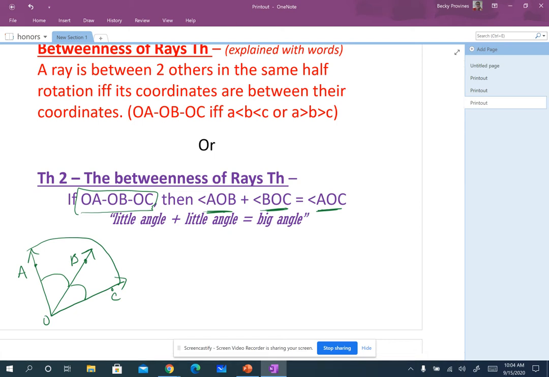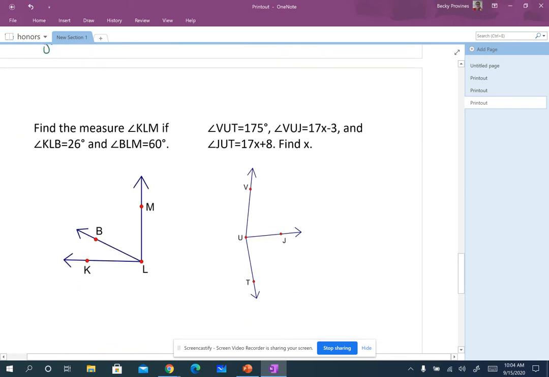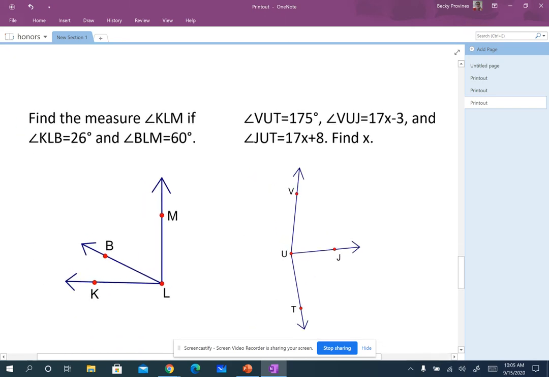So I'm just going to throw in some measurements. So if this little angle is 40 and this little angle is 50, what's the measure of the big angle? And of course, you know that is 90. All right, so let's apply this. Find the measure of KLM. If KLB is 26 and BLM is 60.